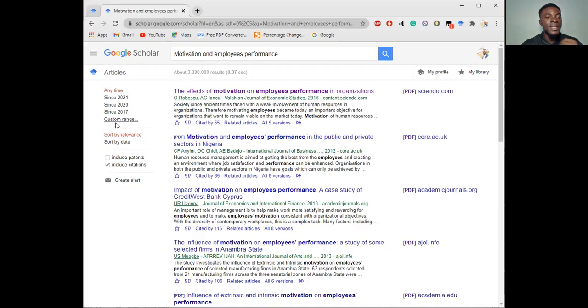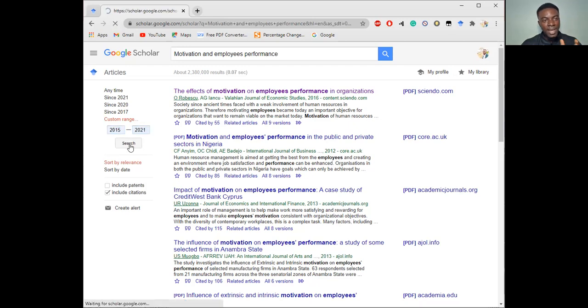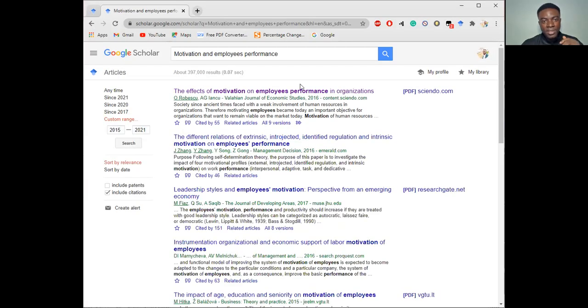You can come down here and say custom range. Let's look for studies between 2015 to 2021. And he says search. It's going to bring up studies within that range. Okay, we have a study in 2016, we have a study in 2016, and a study in 2017. If there were a study in 2020 or 2021, he would have brought it up. Maybe there's not been a study on this subject yet.